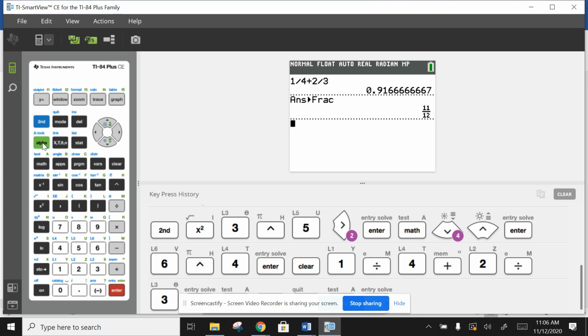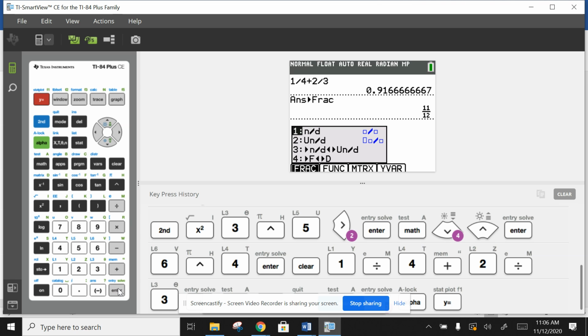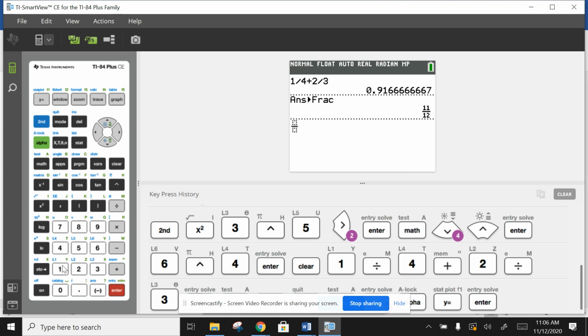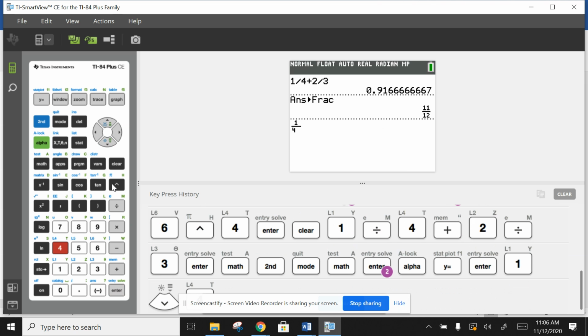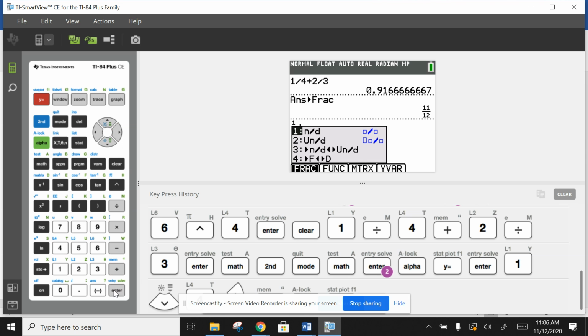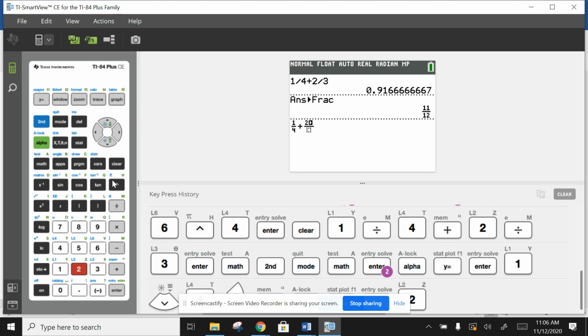Or know how to do the fraction key. Hit the alpha y equals, and then we want number 1, and that opens the fraction bar for you, 1/4. And then add that to, again, a fraction, alpha y equals, we want number 1, so hit enter, 2/3. And if you put it in like that, it'll actually give it to you as a fraction answer.